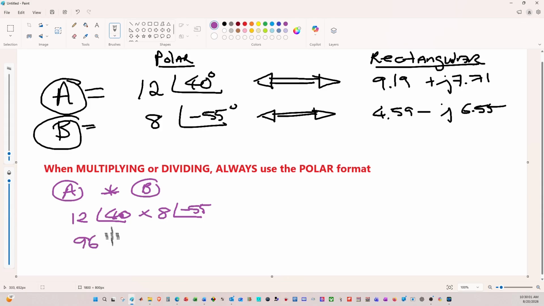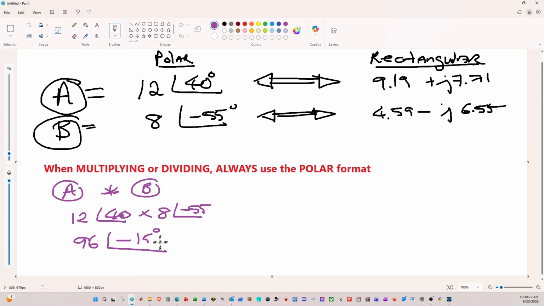And then for the angle, what I do is I add the two angles. So I'm going to add the 40 to the minus 55. Be careful, one of them is negative. So if I add the 40 to the minus 55, I'm going to end up with an answer of minus 15 degrees. And that's my final answer.